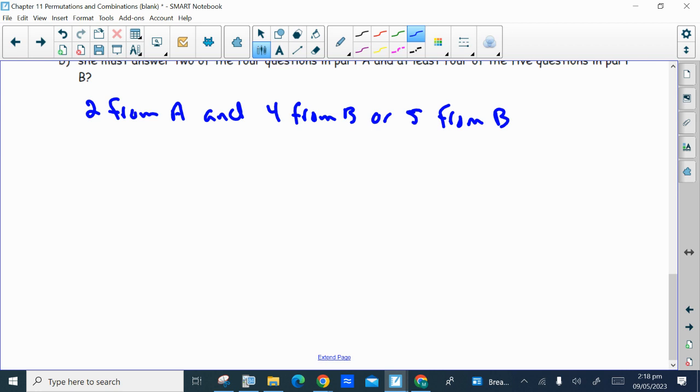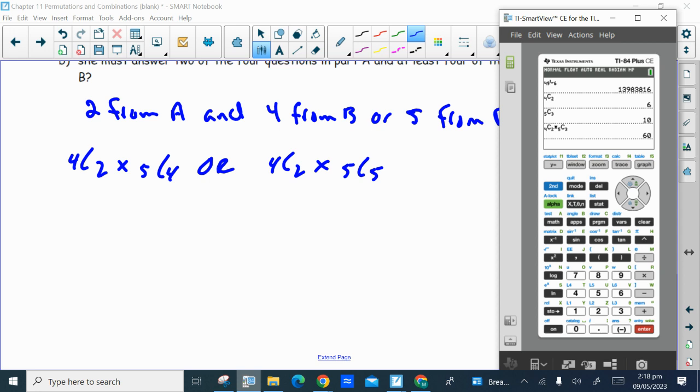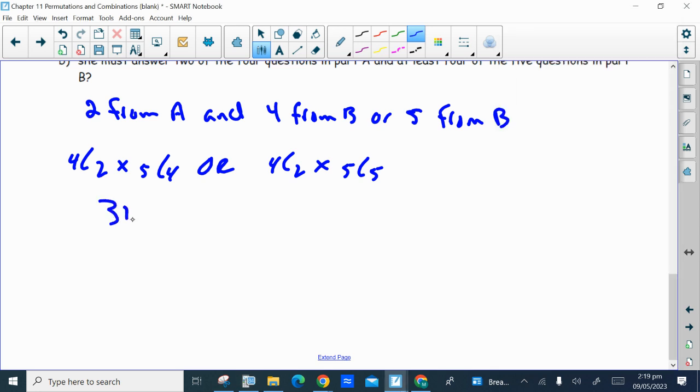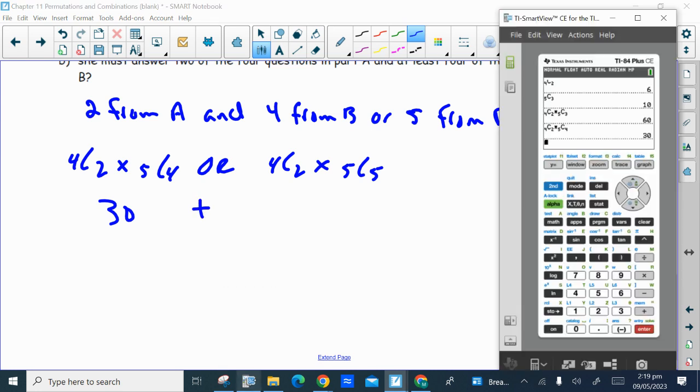So the first scenario is 2 from A, so that was 4C2, and 4 from B, 5C4, or, which means add, 4C2, again the 2 from part A, and all 5 from part B. So that'd be 5C5. I can just edit the last one I did, 4C2 times 5C4 is 30. Or means plus.